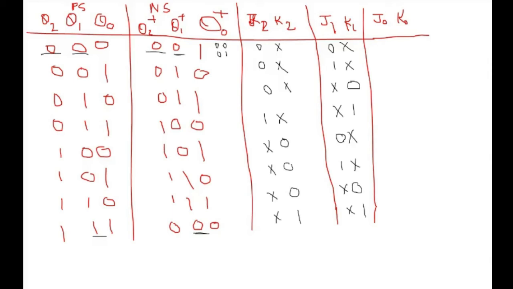Similarly, we will make it for J naught K naught. We will be talking about Q naught and Q naught plus. 0 to 1. What is 0 to 1? 1x. 1 to 0 is x1, and this will be repeating. Then 0 to 1 is 1x. Then x1. Then 1x. x1. 1x and x1.